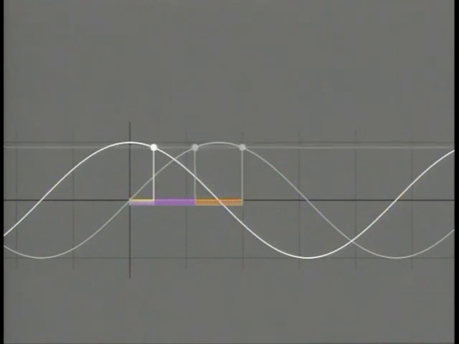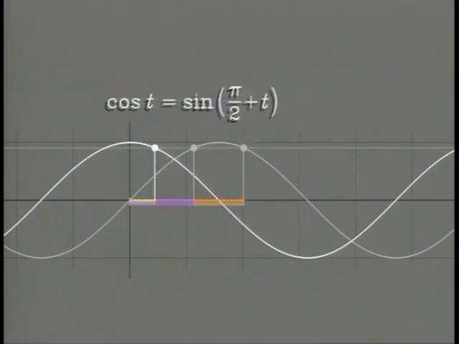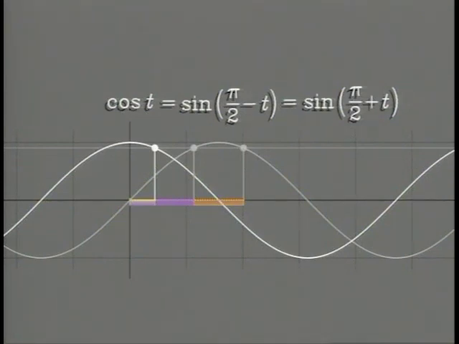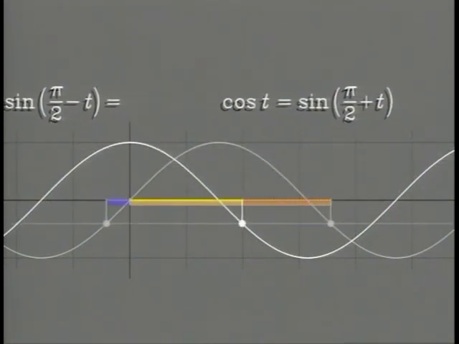So we have two ways to relate the cosine and sine. Cosine t is the sine of pi over 2 plus t, and cosine t is the sine of pi over 2 minus t.